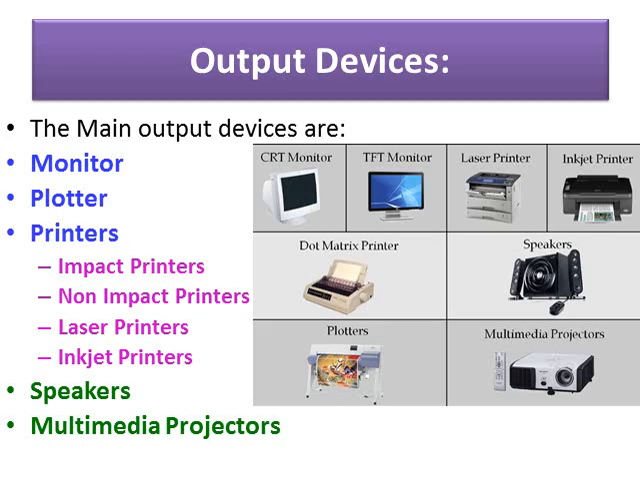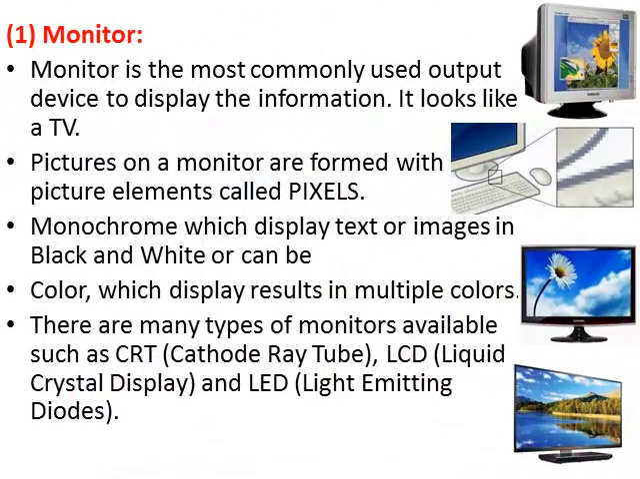The pictures on the monitor are formed with the picture elements, also called pixels. There you can see a small area enlarged so that you can see the squares that make up the pixels. Monitors are of two types: a monochrome monitor, which displays the text or images in black and white, or it can be color, which results in multiple colors. There are different types of monitors such as CRT or cathode ray tube, LCD, liquid crystal display, and LED, light emitting diode display.